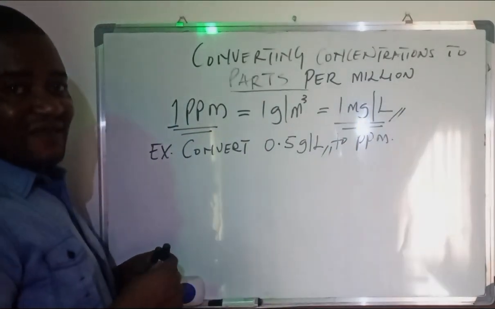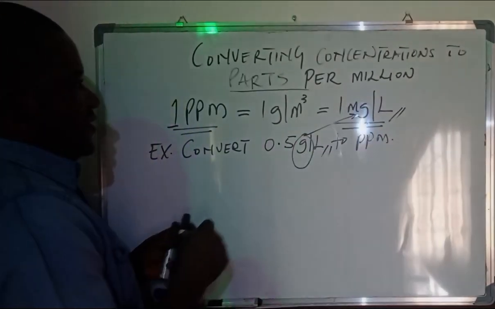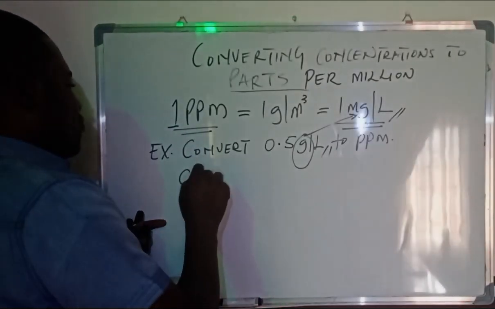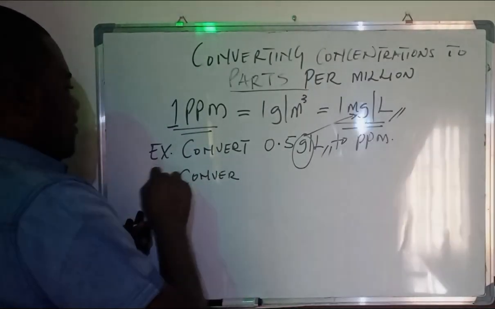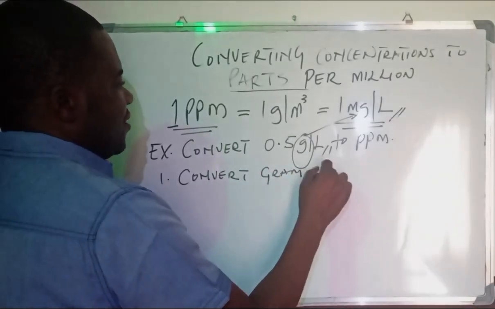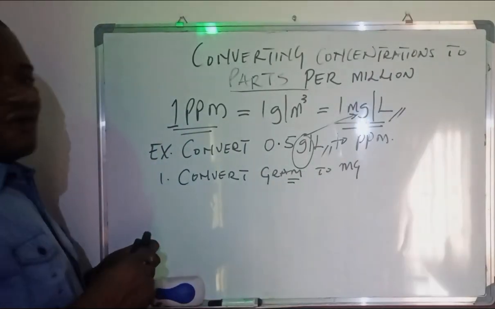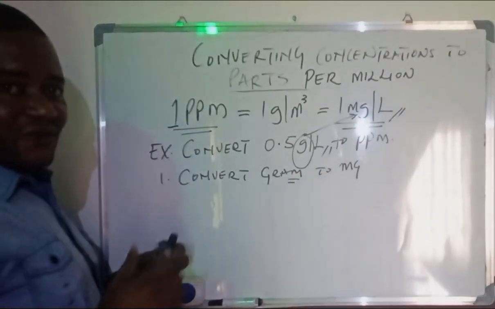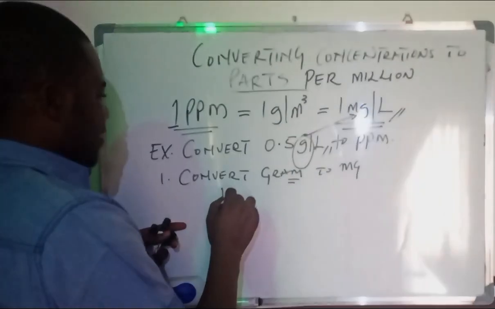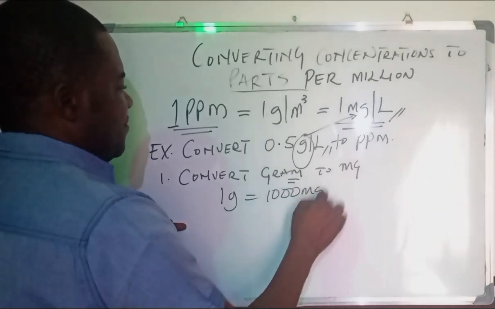Our interest in that conversion is the grams. The gram must be converted to what? The milligram. So we are going to first convert grams to what? To milligram. That is the first thing we are going to do. I want you to also understand the fact that 1 gram is equivalent to 1000 milligram.